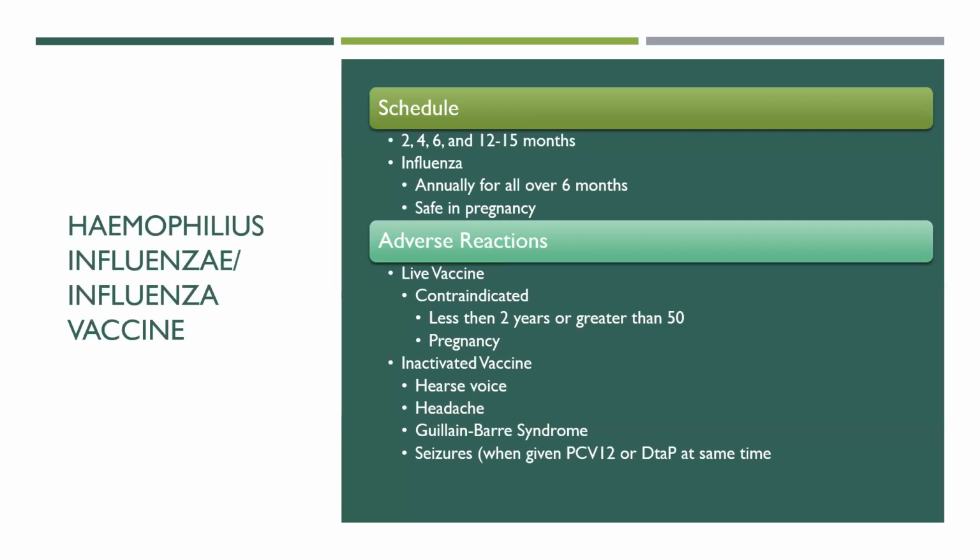So the Haemophilus influenzae is given at 2, 4, and 6 months, as well as between 12 and 15 months. And the influenza vaccine is given annually for all children over 6 months, and it is safe to give in pregnancy. The adverse reactions of the live vaccine is that it is contraindicated in those less than 2 years of age and greater than 50, as well as in pregnancy. For the inactivated vaccine, we can see a hoarse voice, headaches, Guillain-Barré syndrome, and seizures, especially when we're giving this vaccine at the same time as a DTaP or a PCV13 vaccine.